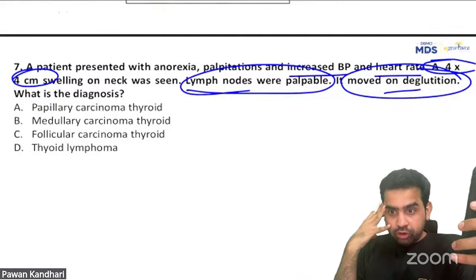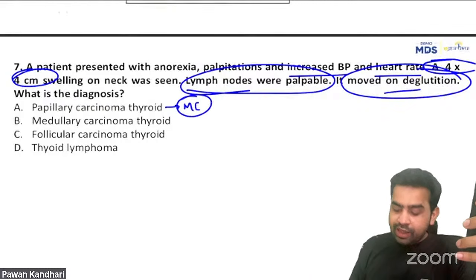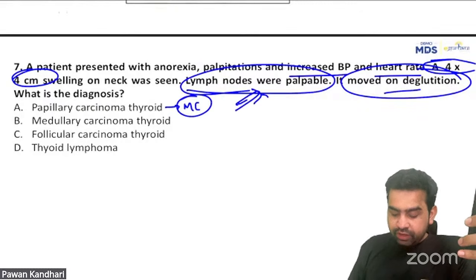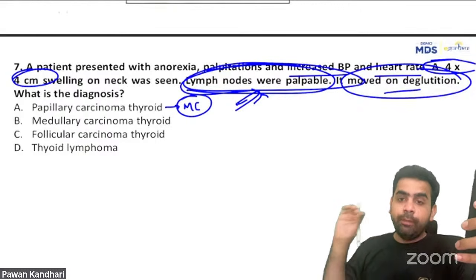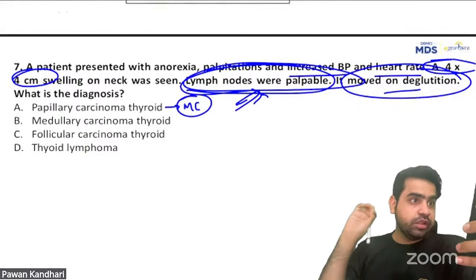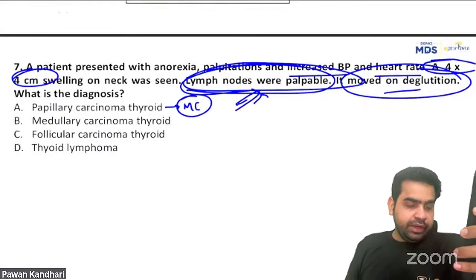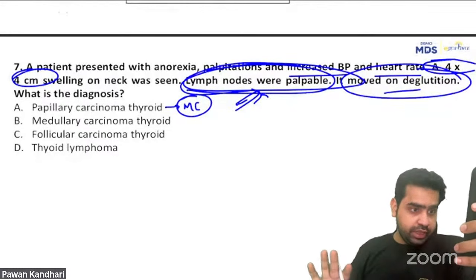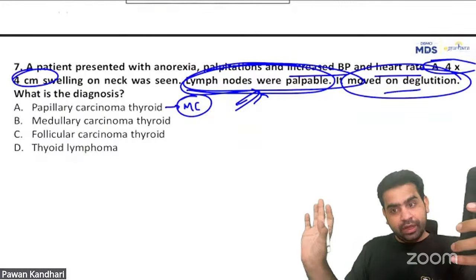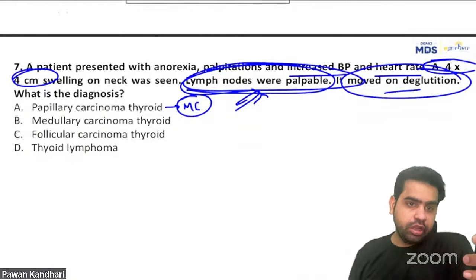So in your mind, what you need to understand is that papillary carcinoma thyroid is the most common thyroid malignancy. And the characteristic thing which they have given is lymph node spread. Now, lymph node spread can happen in all the malignancies, but early lymphatic metastasis is a characteristic feature of papillary carcinoma thyroid. If diarrhea was there in the question, then it is a medullary carcinoma thyroid. But if the diarrhea was not in the question, then definitely the answer is papillary carcinoma thyroid.